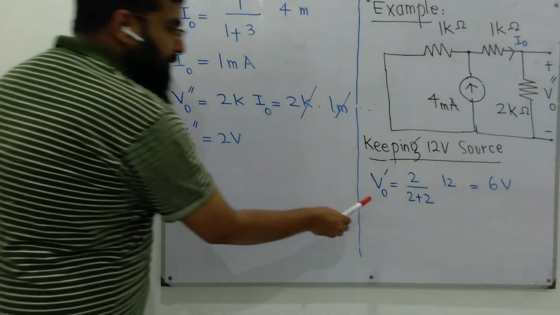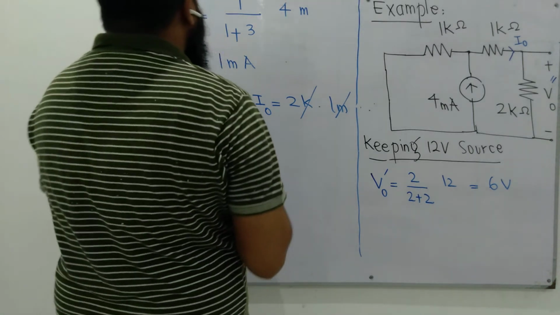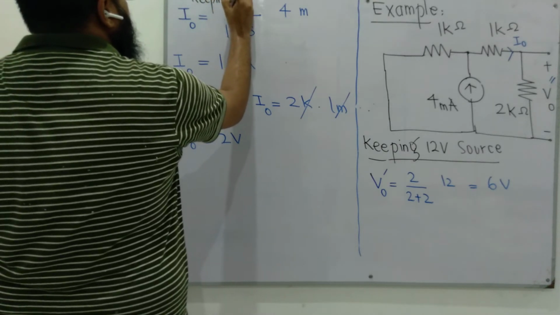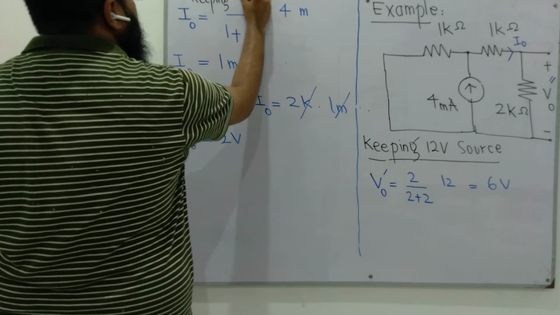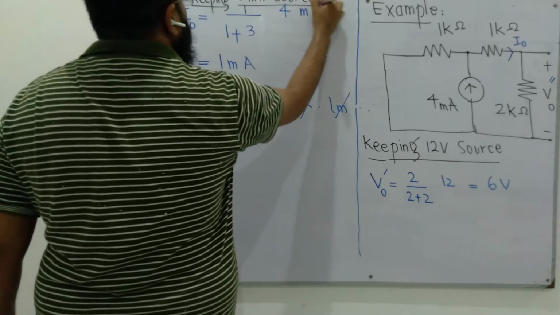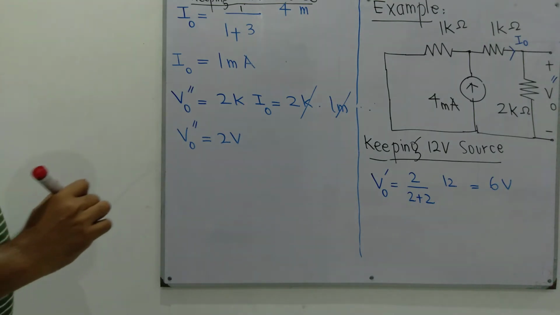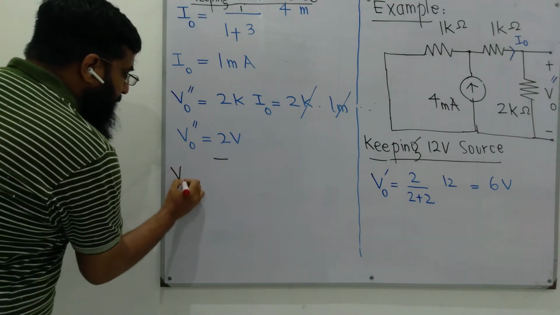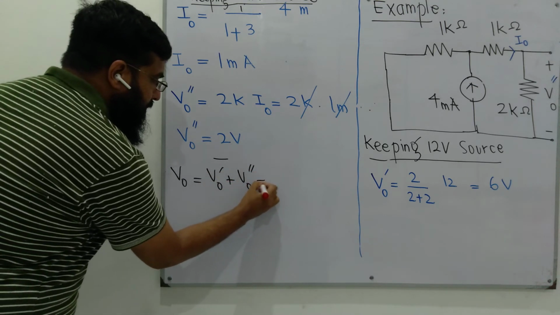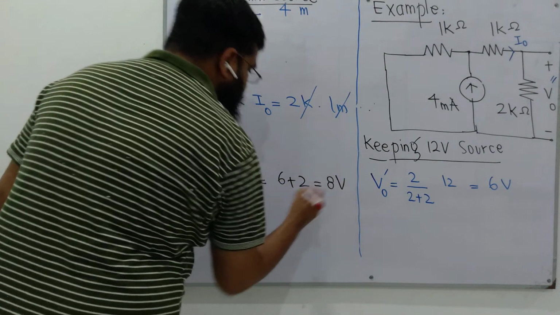So now we have two component solutions, V out prime, obtained by keeping the 12 volt source, and V out dual prime, which was done by keeping the 4 milliampere source. So now we can finally add the two to get the final output. 6 plus 2 is equal to 8 volts.